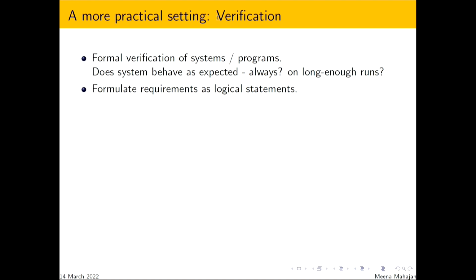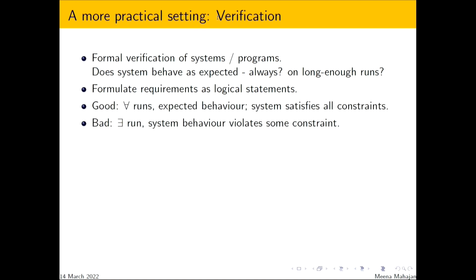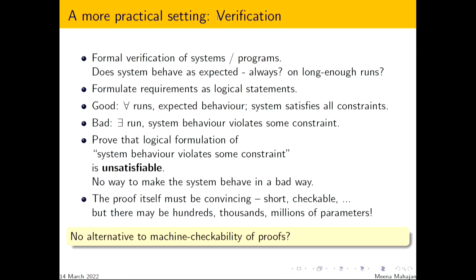So what would be done is to formulate the requirements as logical statements, and the system is good if for every run, for every possible way in which the system could evolve depending on what inputs are given to it, the system satisfies all the constraints and meets the expected behavior. The system would be bad if there is even one run on which some constraint is violated. So now the task of proving that the system is good comes down to, once we have the logical formulation, proving that the logical formulation of a statement which says the system behavior violates some constraint should be absolutely unsatisfiable. There's no way you can make that happen. That's what we want.